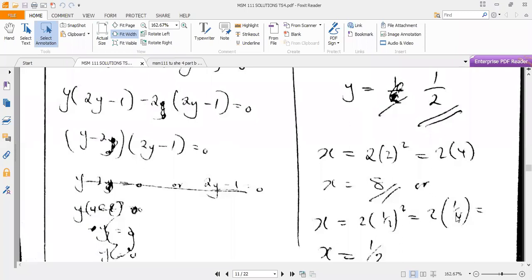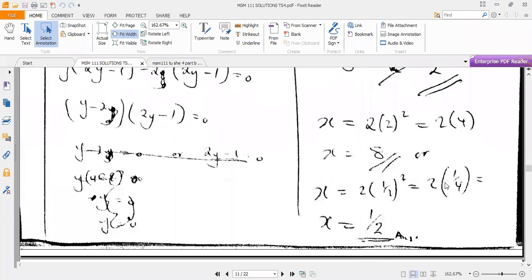Now, 2 times 1 over 4 simply gives you a half, because the 2 will go into the 4 two times. So you have 1 over 2, isn't it? So x is equal to 1 over 2 as our final answer. Any questions?